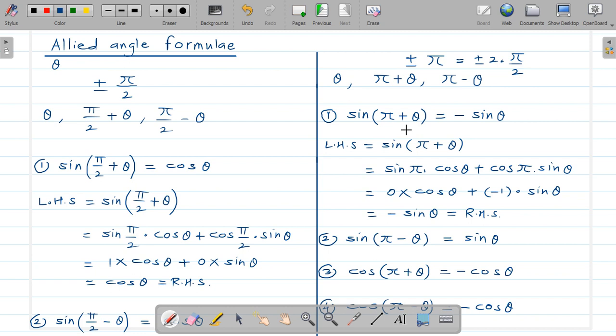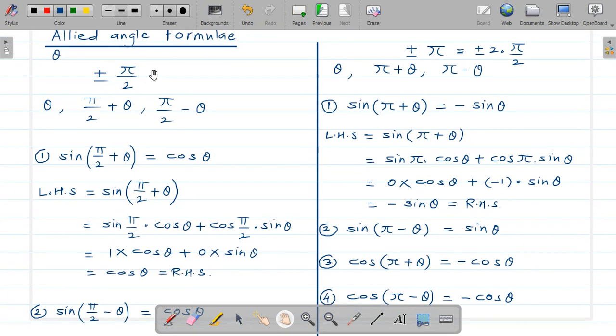Dear students, in our last lecture we discussed the concept of allied angles. Allied angle means if the sum or difference between any two angles is either 0 or an integral multiple of pi by 2, then the pair of angles are said to be allied angles. And last time we discussed the allied angle formulae.